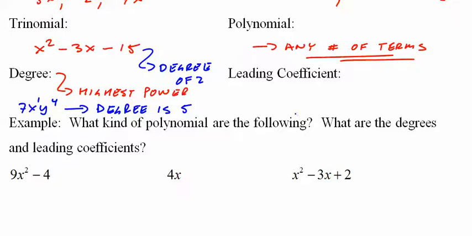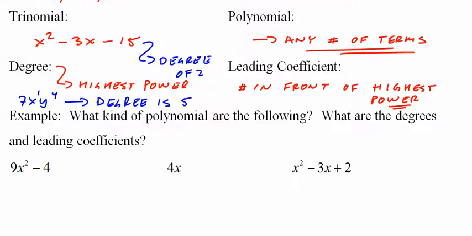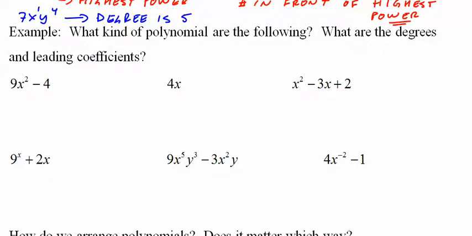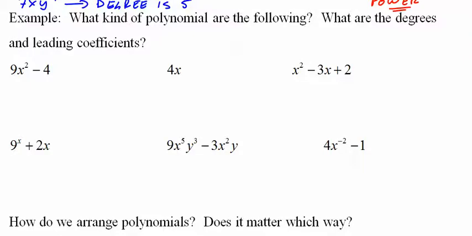Leading coefficient is the number in front of the highest power. So here we go. What kind of polynomials are the following? Pause and go for it. Degrees and leading coefficients. So binomial, degree 2, leading coefficient 9.